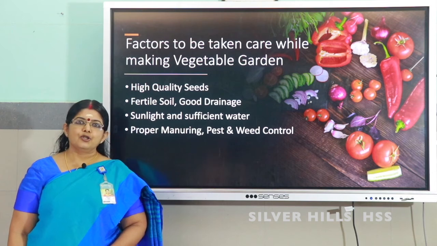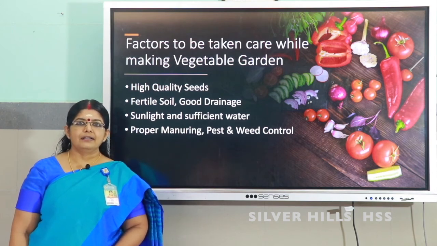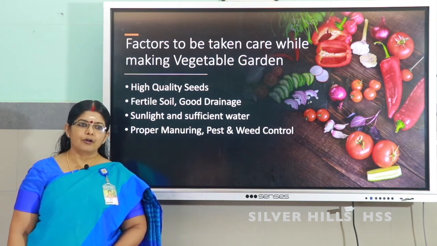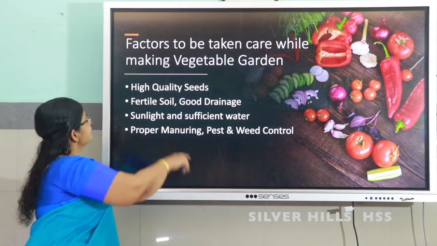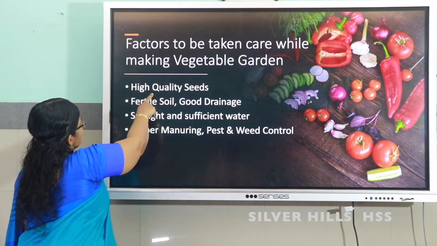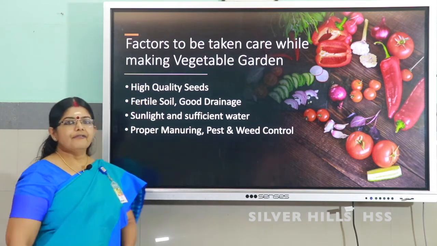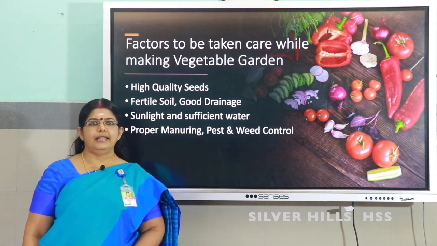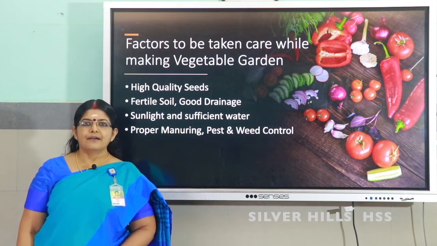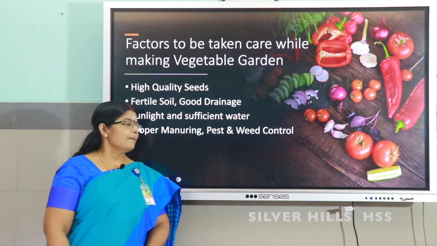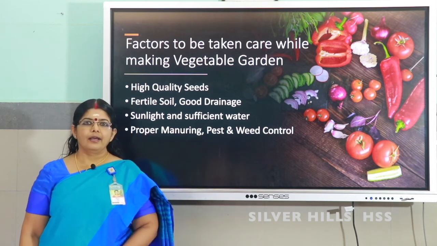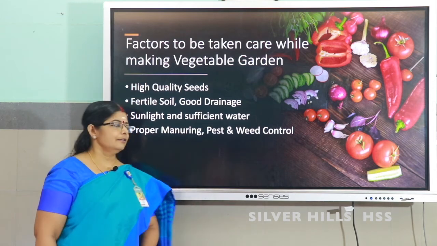What are the factors to be taken care of while cultivating vegetables in our own home yard, or setting up a vegetable garden in our own home yard? The seed should be of high quality, with fertile soil and good drainage. Sunlight and sufficient water are needed for the proper growth of the plant, so they should be available there. Proper manuring, pest control and weed control.